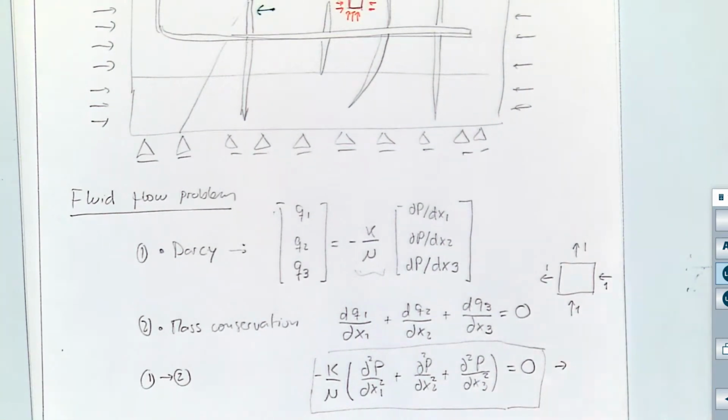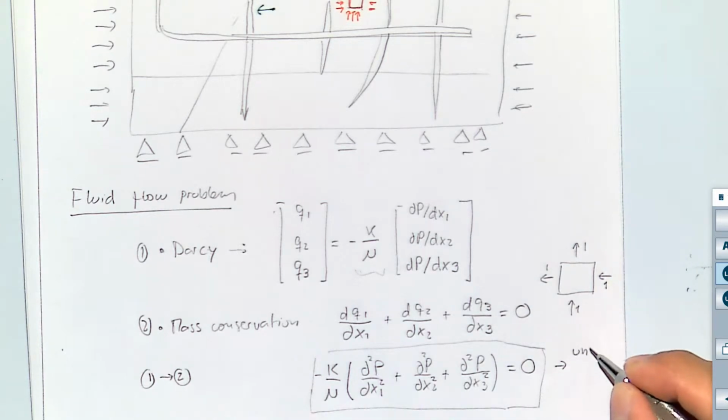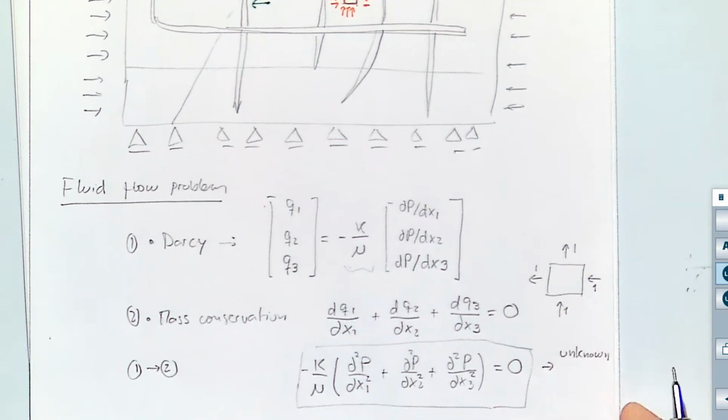What is the unknown in this differential equation? What is what you solve for?